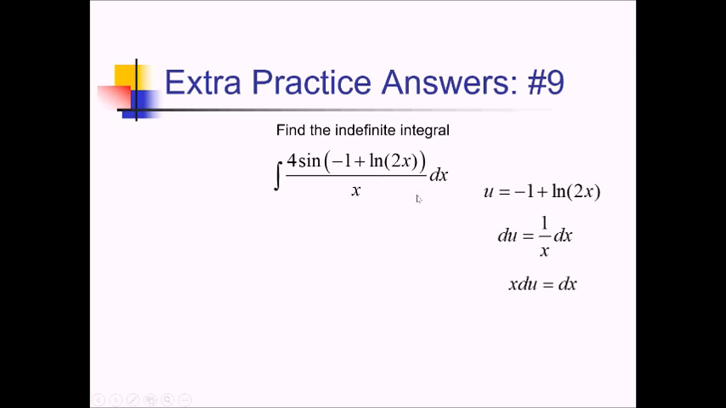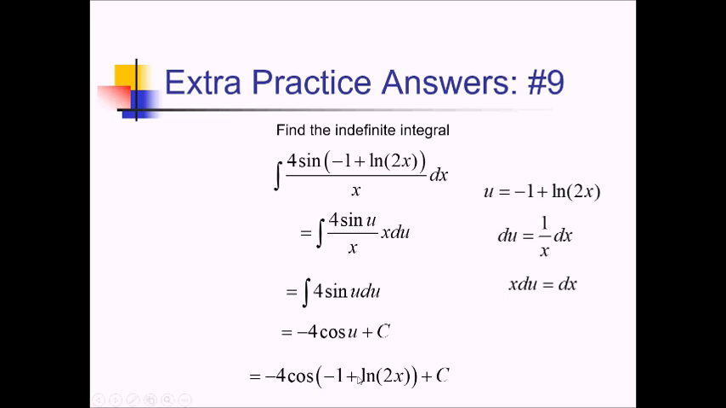And back over here, substituting back in, we can write 4 sine of u all over x. And then we have x du instead of dx. So these x's are going to cancel. That's just now 4 sine of u du inside my integral. And antiderivative of sine is going to be negative cosine. So this is negative 4 cosine of u plus c. And then substituting back in for the u value from what we did earlier, we end up with our final answer.